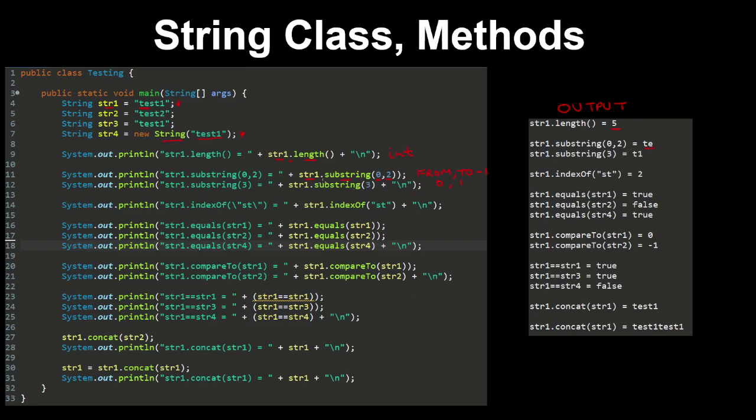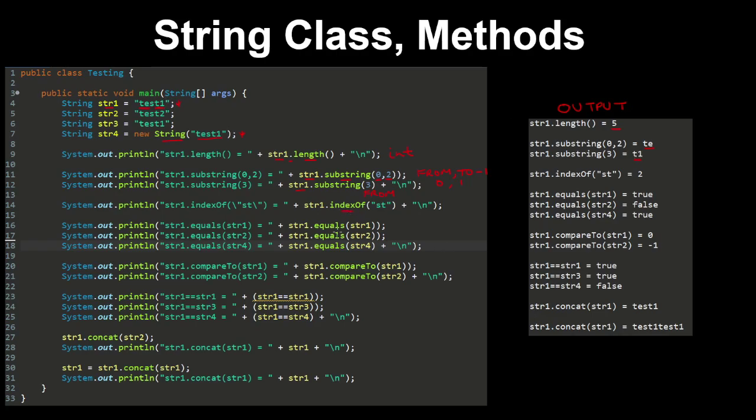Now another way to call the substring method is by using the from index. So this returns a substring of str1 starting from index 3. So we have 0, 1, 2 and 3, which is this t, up to the length of the string minus 1, or the remaining characters in that string. So this call is going to return t1.